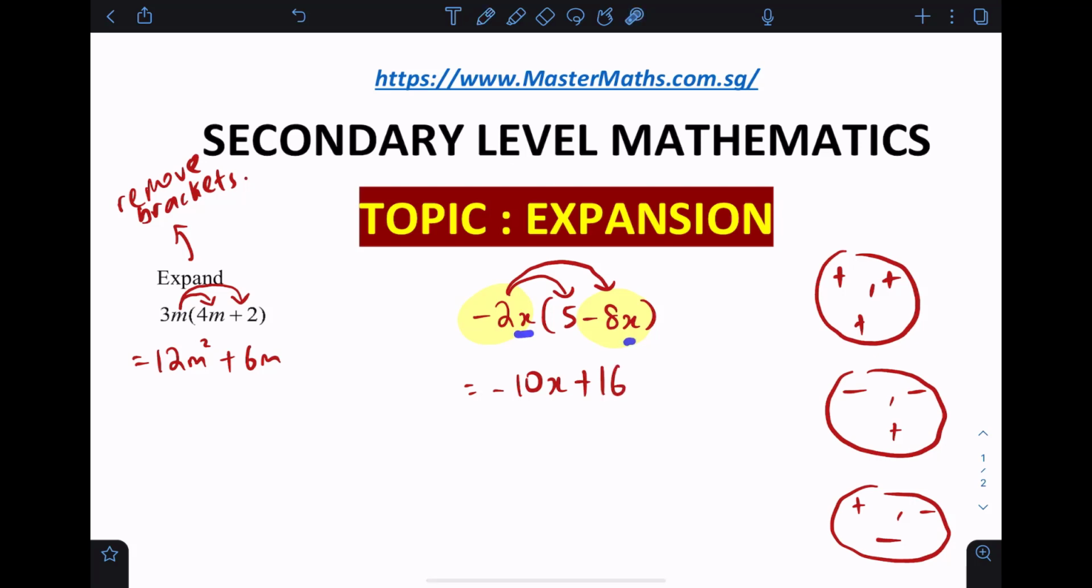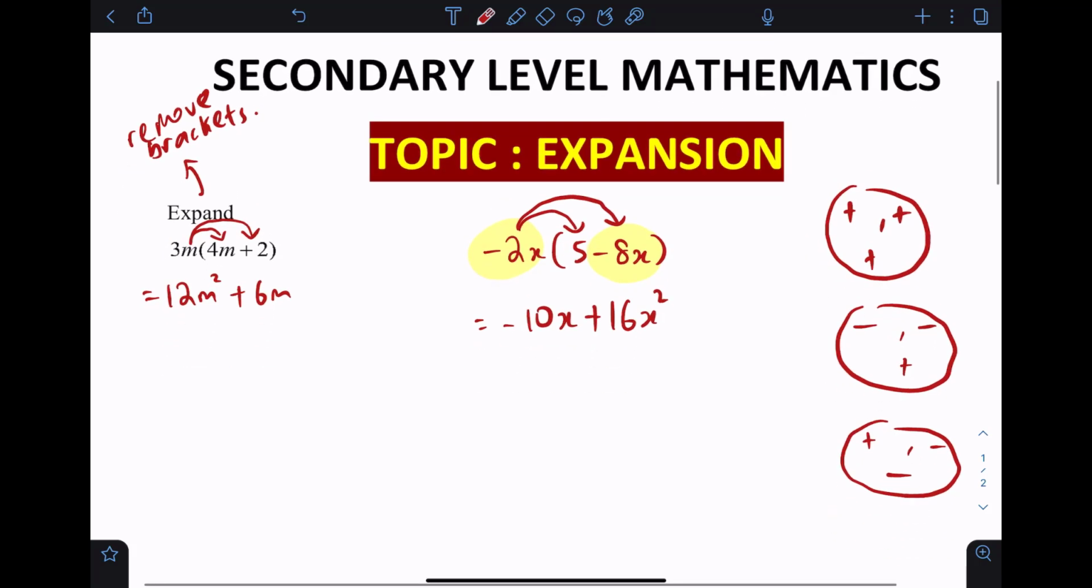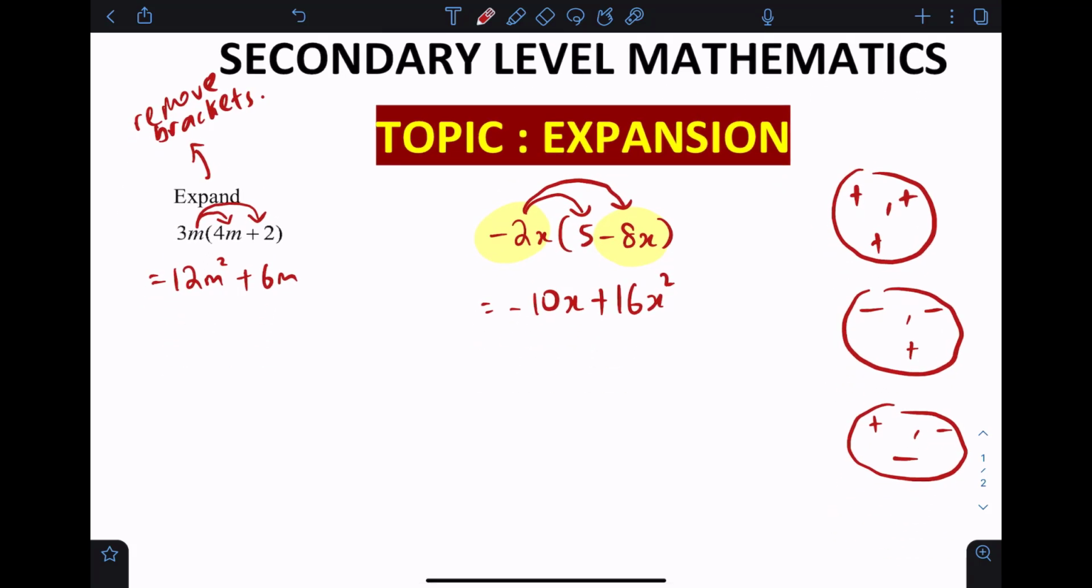X times x, x squared. Okay, so this is another example of a rainbow technique for the algebraic expansion skill that we are supposed to master.